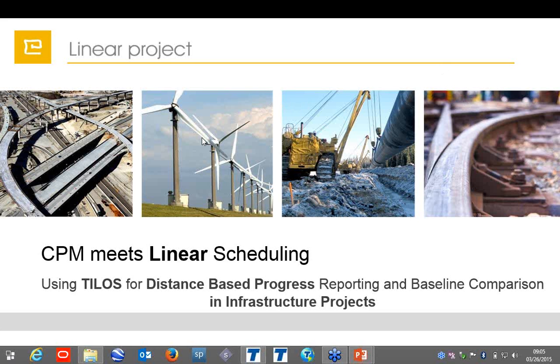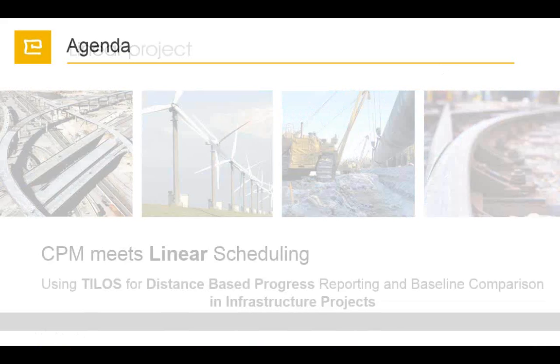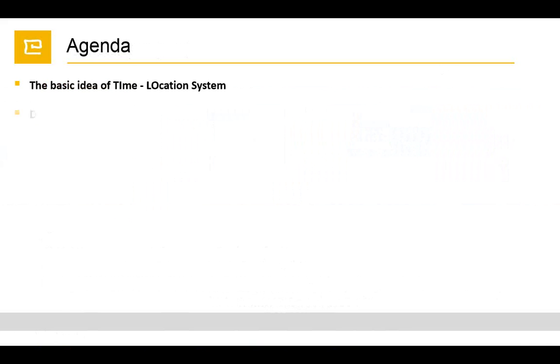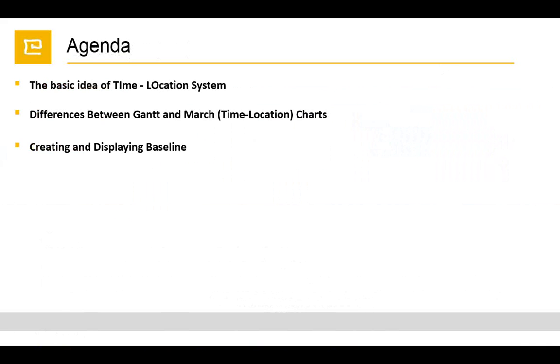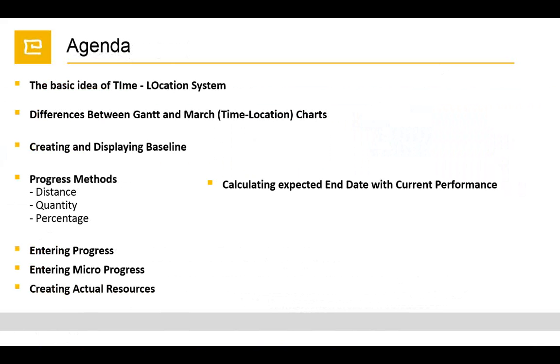Today we are going to present Tilos in linear projects for progressing and monitoring the progress. As you may be familiar, the Tilos system is a time location system for highway, road, railway, pipeline, tunnel and other civil engineering projects. And this is our agenda.